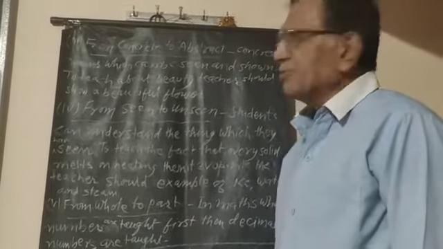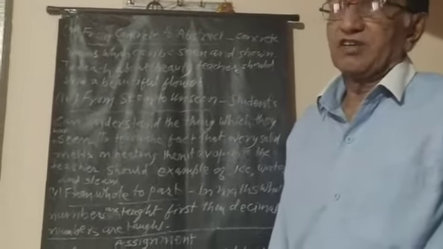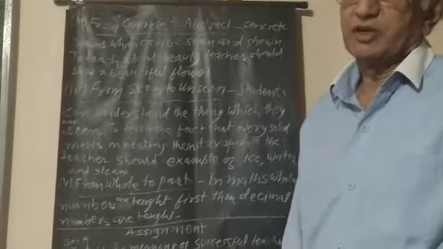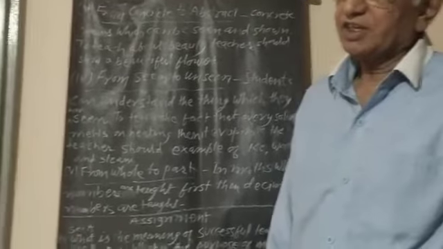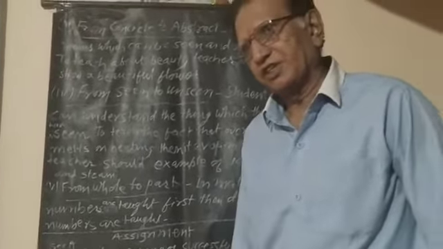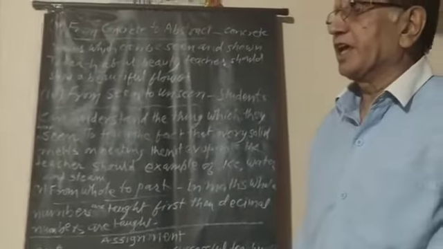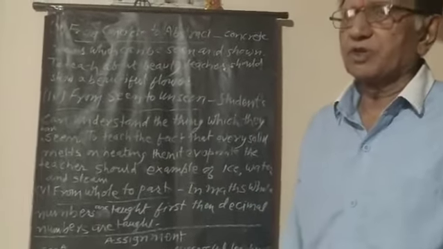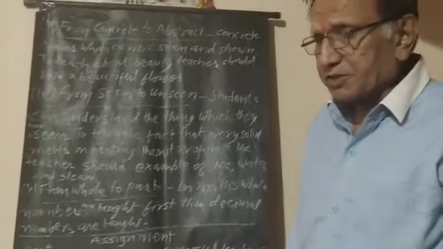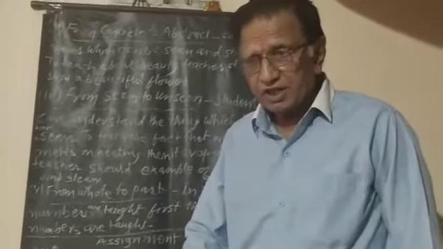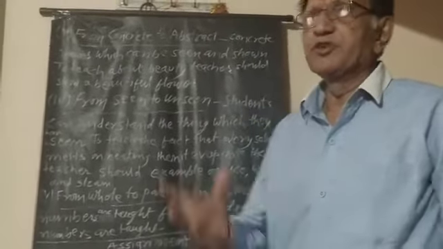Abstract is which does not have a shape, like beauty, honesty, these are abstract things. So, to teach about abstract, the teacher should start from the concrete. If he wants to teach about the beauty, the teacher should bring a beautiful flower.